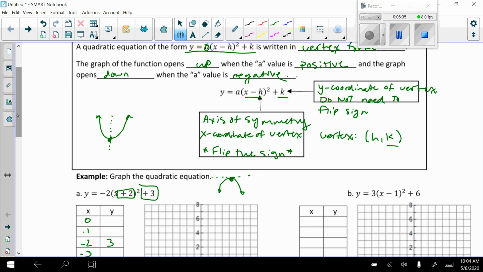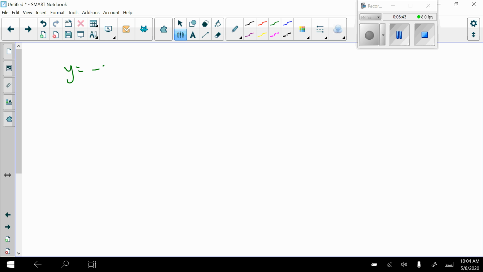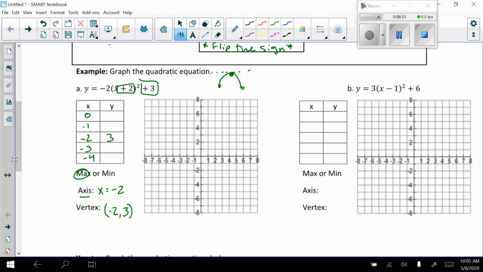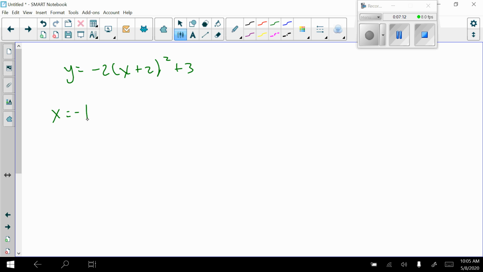So my equation, y equals -2 times x plus 2 squared plus 3. So here's my equation, and I'm going to plug in -1 and 0. Remember, once I get half, I can just copy these y values down here because the parabola is symmetric. And I'm going to choose these x values to plug in because they look like they're going to be easier to deal with than these ones. Okay, so you can kind of be strategic in how you go about doing this. So let's plug in -1.